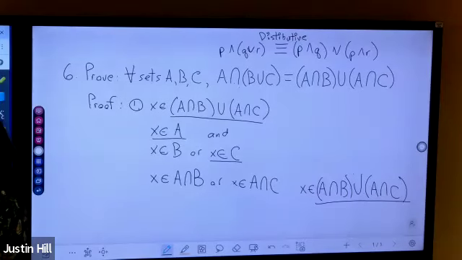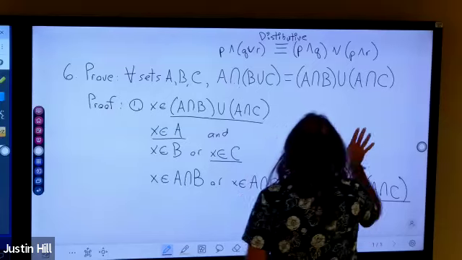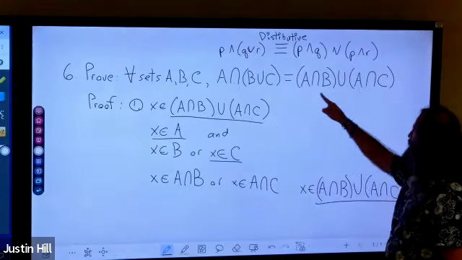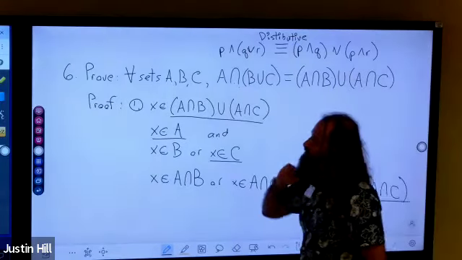And then she has the second part of this. So the second part of this is we got to start with this. So assume X is in here and then show that X is in there.